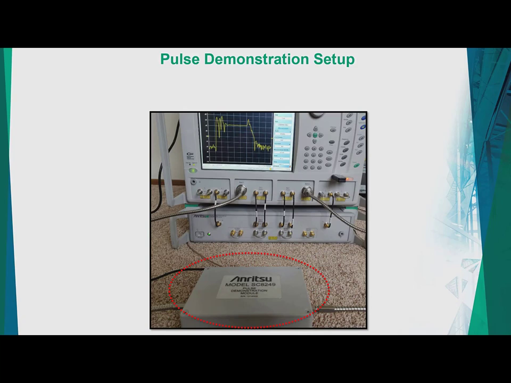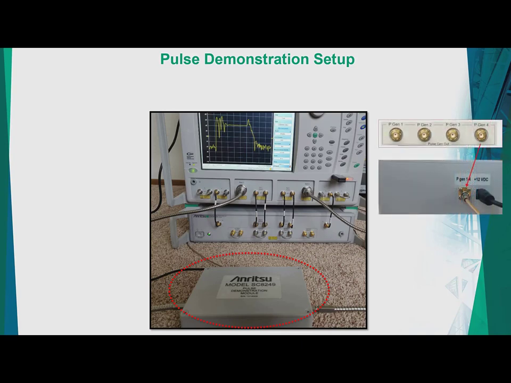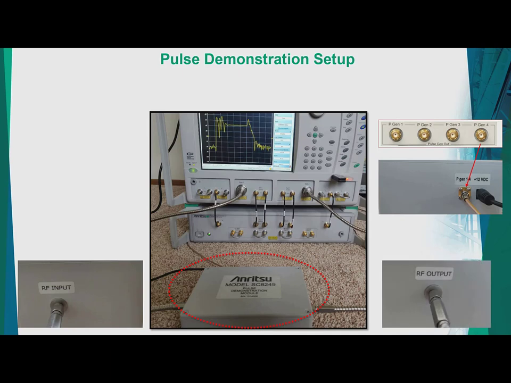You can see that this is a small box which has a power supply. Then there is an input which is coming from the pulse generator from the VNA backside. Our VNA has four internal pulse generators. And then we have the RF in and out going to the respective ports of the VNA.